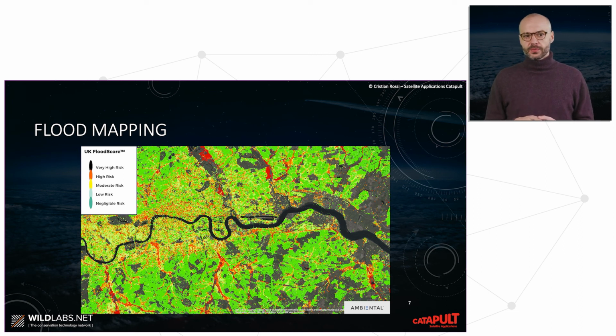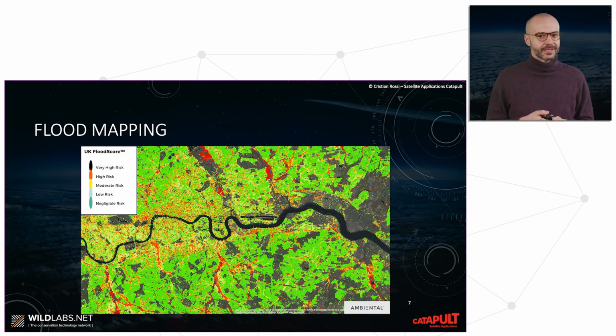Another use of SAR, which is quite common, is to map flooding and also to predict flooding. In this case, we have a map which is actually a prediction of flooding, with areas that are at very high risk to very low risk. So flood maps and flood mapping are very much a SAR application.